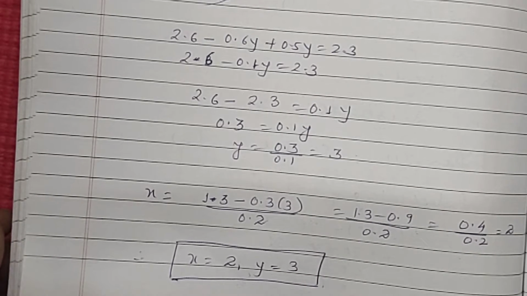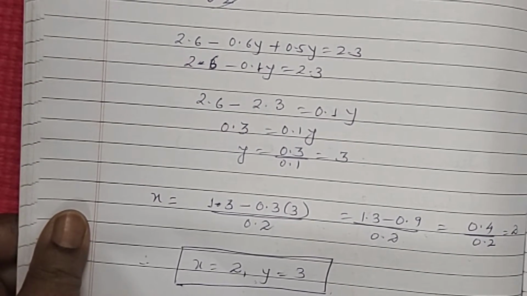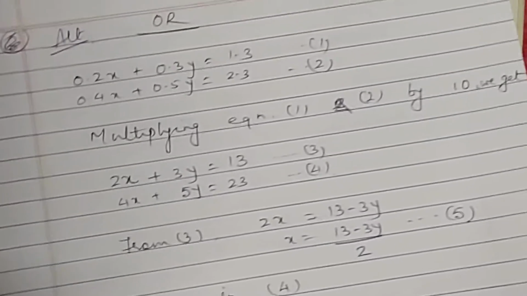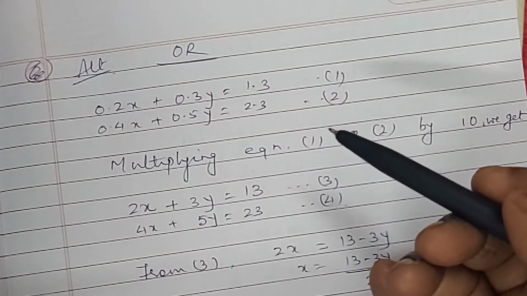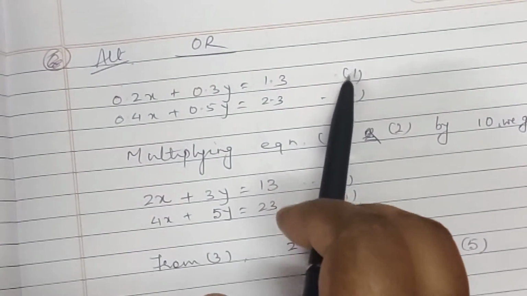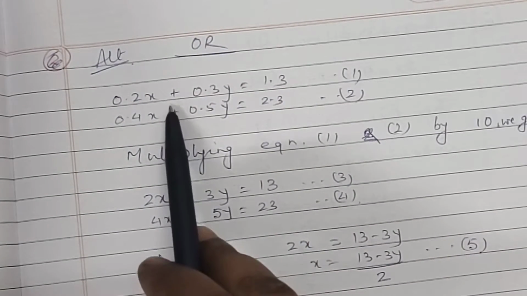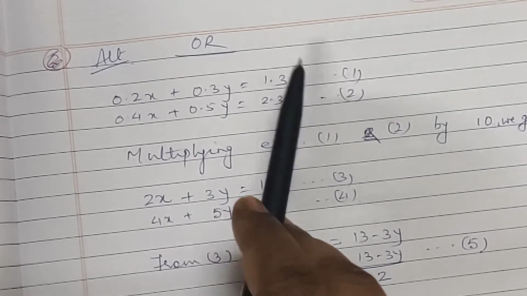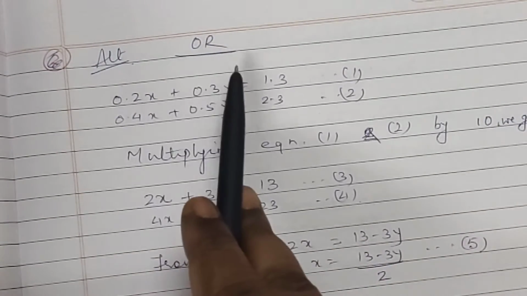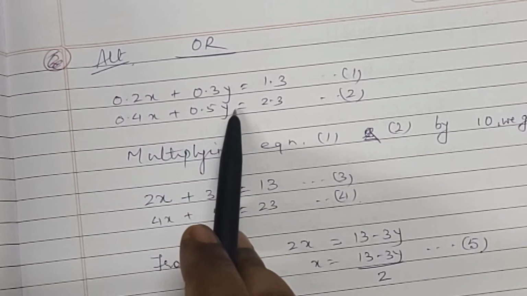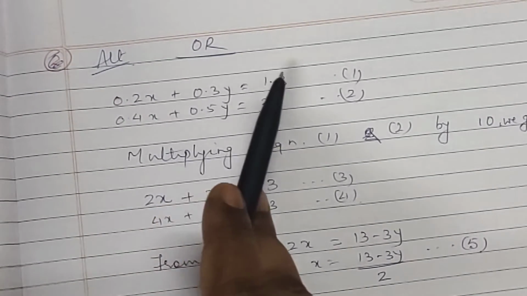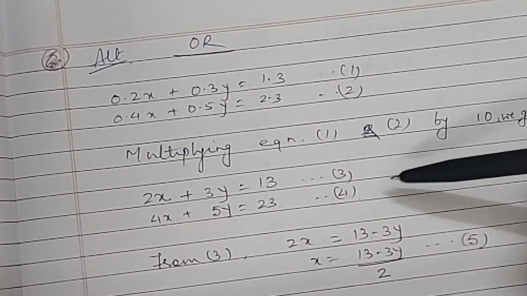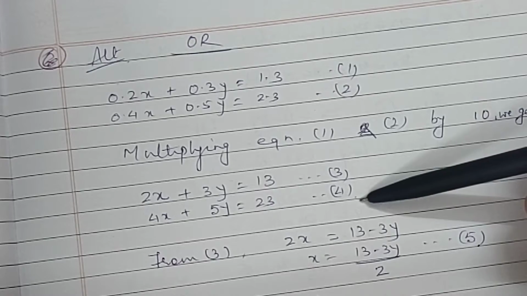Children, there is one more method of doing this type of sum, and I am solving that method also for you. Whatever you find convenient, you can do as per your wish. So, another method for solving this type of question is, again I have numbered it as 1 and 2, and I have multiplied both the equations by 10 so as to remove the decimal. When I multiply equations 1 and 2 by 10, I will get 2x plus 3y equals 13, 4x plus 5y equals 23. I have named these equations 3 and 4.